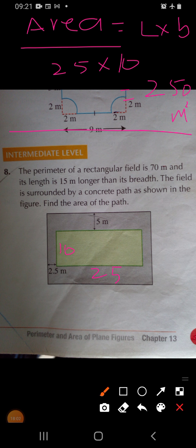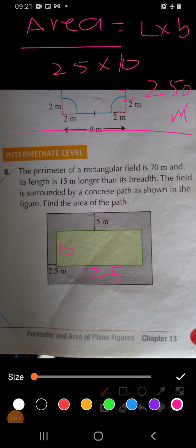Now to find the area of the bigger rectangle, first of all we have to find what is this length and what is this breadth, the measurements of this one. To find this, they have given some clues, this one and this one, that show that whatever the breadth is of the smaller rectangle, we have to add 5 meter from here and 5 meter from here, so that 10 plus 5 is 15 plus 5 is 20, so it becomes 20 meter.